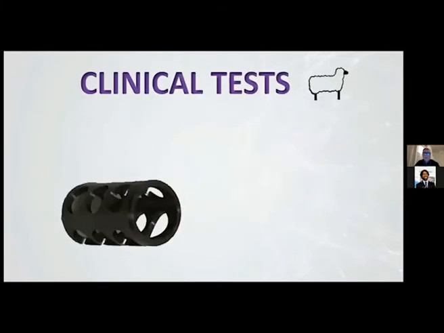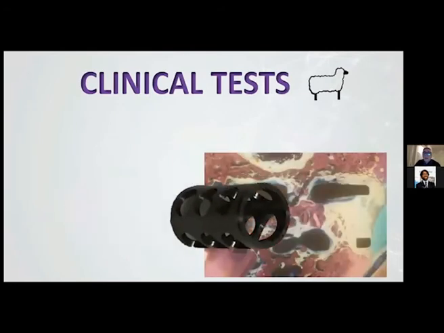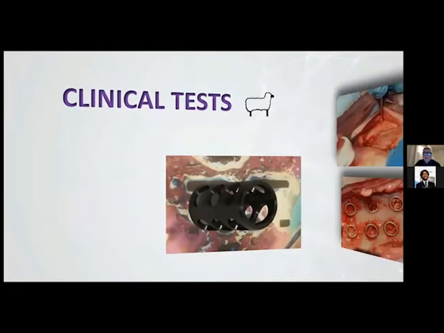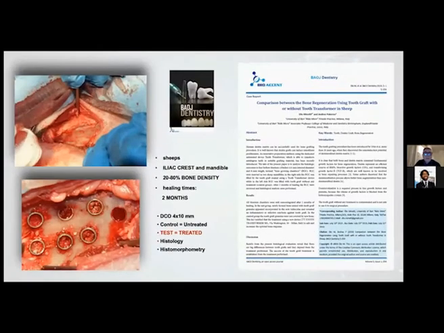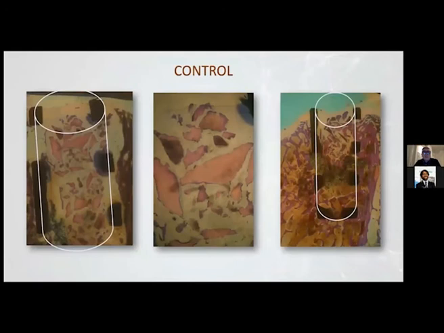Okay, so at this point we start with the clinical test. We made a test with sheep, and we place a cage inside the mandible of the sheep, and we insert in some cages treated dentin and untreated dentin in the other cage. And this is the control.